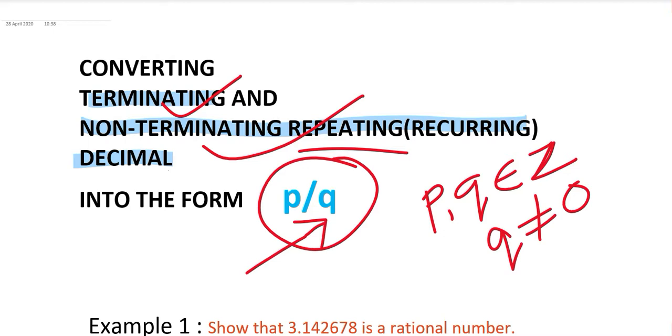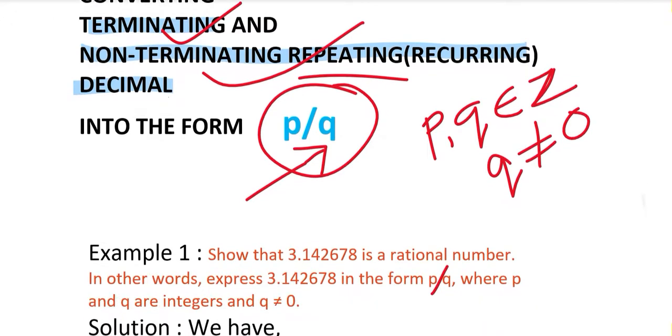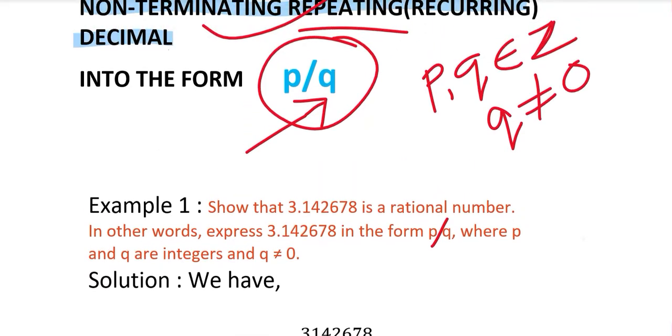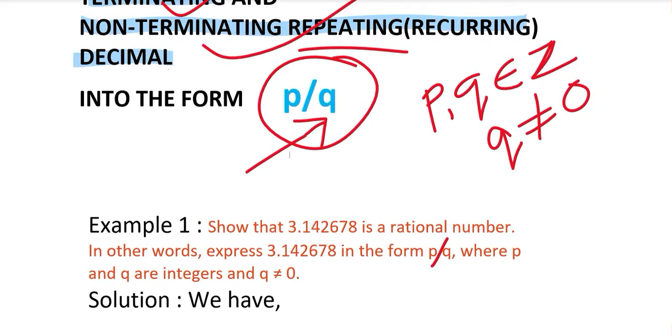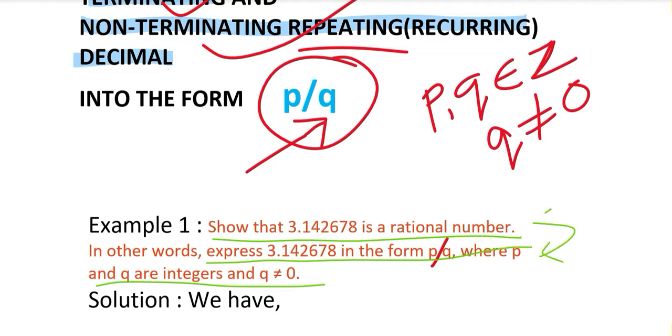Now the first example, as you can see here, is we need to show whether this number 3.142678 is a rational number. This question can even be said in different words, like we might need to express this number in the form of p by q, where p and q are integers and q not equal to 0. These two are the same question, but they are written in different forms. So how do you solve it?